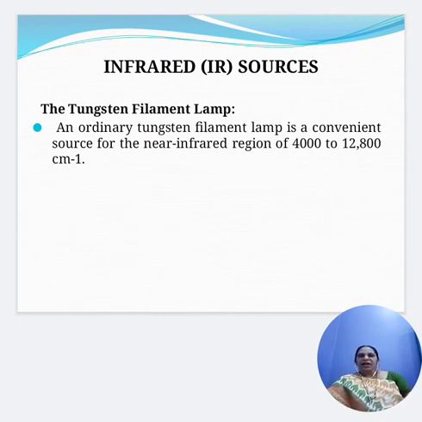Tungsten filament lamp. An ordinary tungsten filament lamp is a convenient source for the near infrared region of 4000 to 12,800 per centimeter. Tungsten filament lamps are also sometimes used. It is an ordinary filament and it is used in the near infrared region.